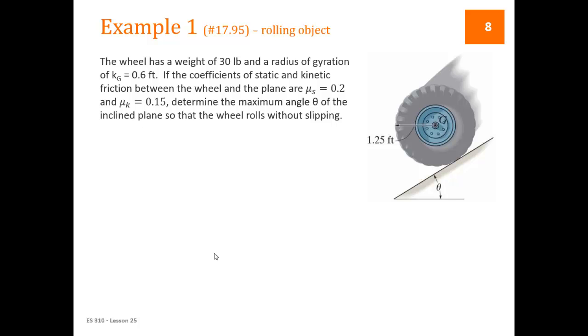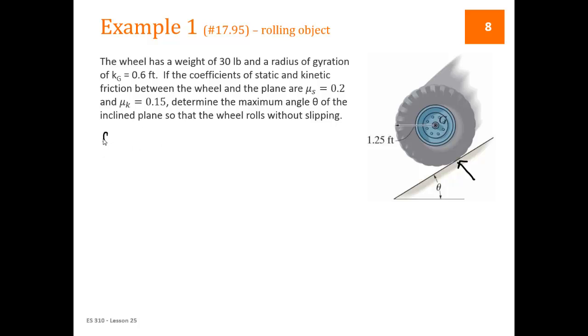So an object that is rolling down a slope or something of this sort is both translating and rotating. If we look at this tire that is rolling down the inclined plane, we can draw our free body diagram of this tire. We've got a normal force at the contact point with the inclined plane. We have a friction, which in this case is going to be the maximum friction before it starts to slip.